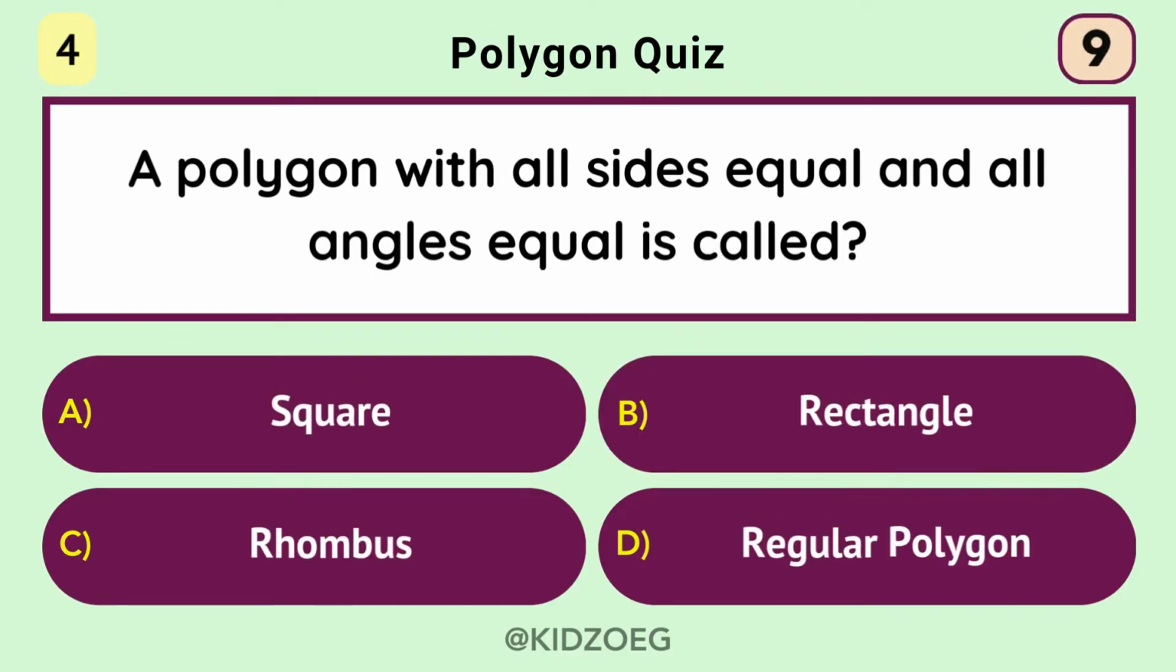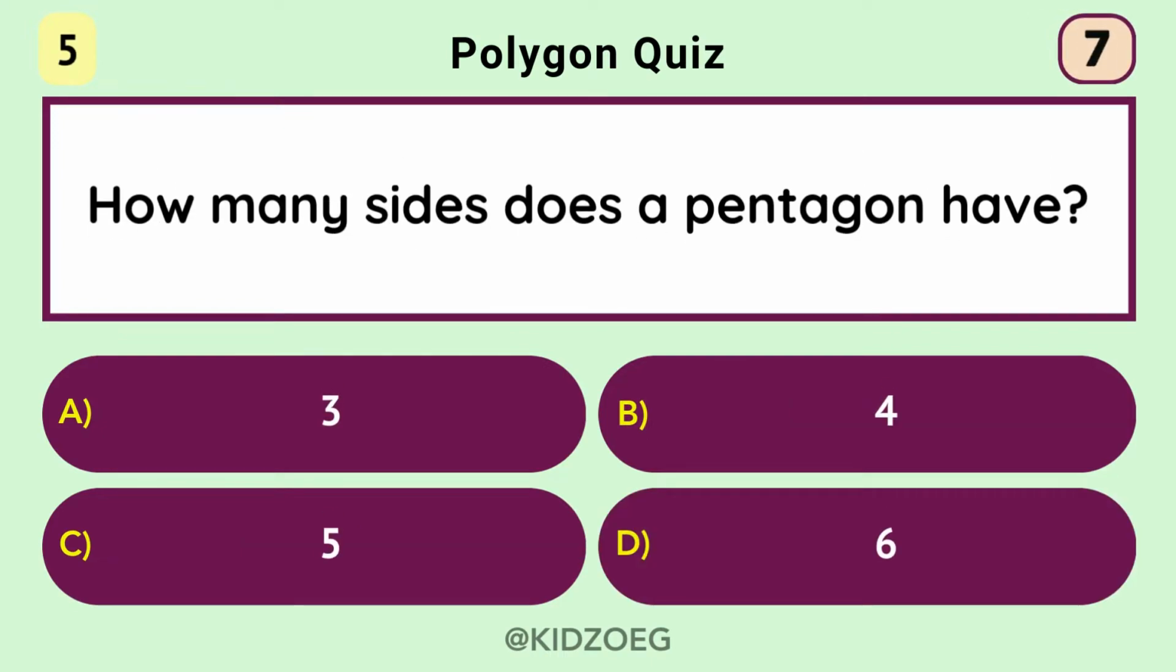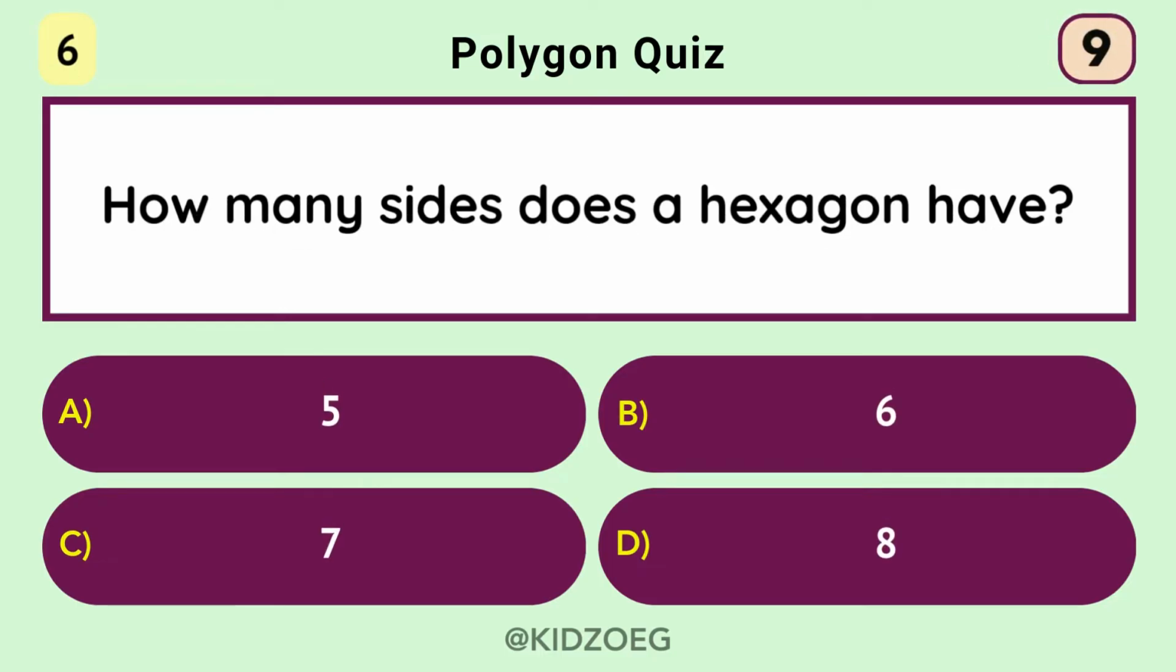A polygon with all sides equal and all angles equal is called? Regular polygon. How many sides does a pentagon have? Five. How many sides does a hexagon have? Six.